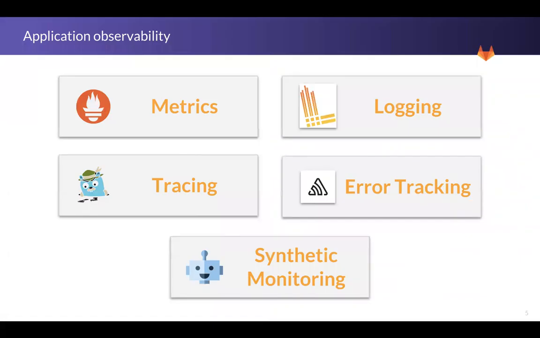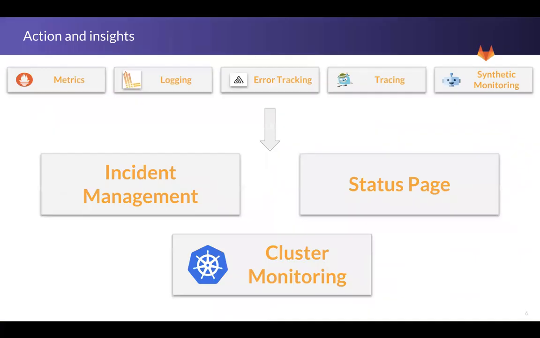For the signals and the data input, we're focused on five main areas: metrics for time series data, logging, tracing for understanding deep performance of the application itself, error tracking, and also synthetic monitoring. Now, once we have those five key inputs coming in from the application, providing us telemetry and understanding of how the application is performing, we can then take some further action.